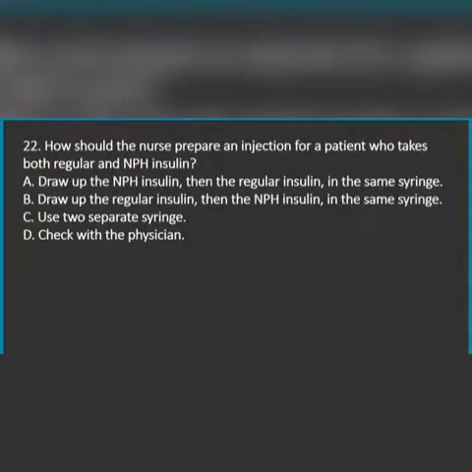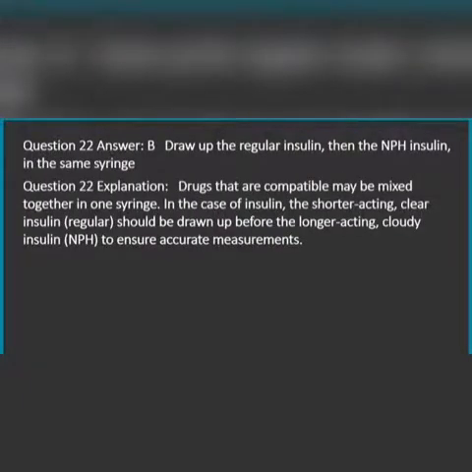Question 22. How should the nurse prepare an injection for a patient who takes both regular and NPH insulin? A. Draw up the NPH insulin, then the regular insulin, in the same syringe. B. Draw up the regular insulin, then the NPH insulin, in the same syringe. C. Use 2 separate syringes. D. Check with the physician. Question 22. Answer: B. Draw up the regular insulin, then the NPH insulin, in the same syringe.